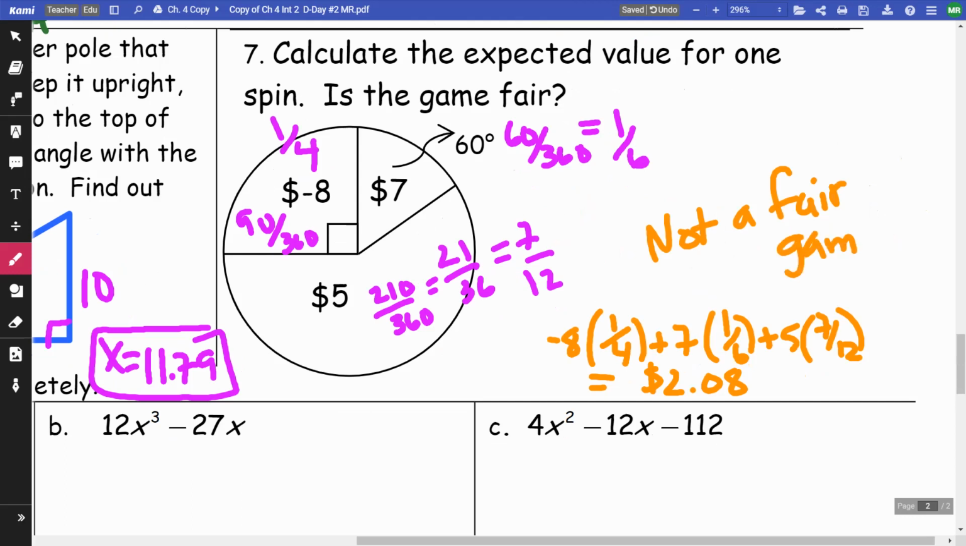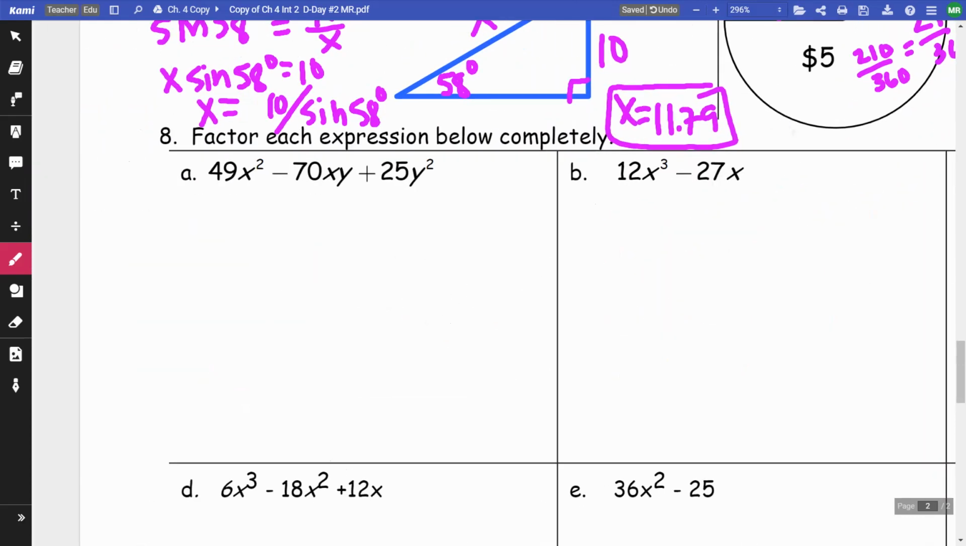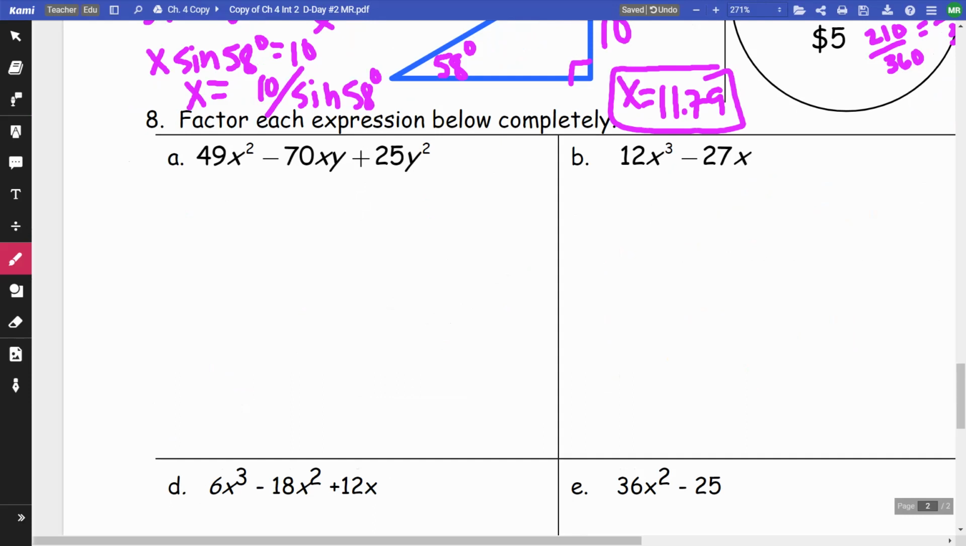And again, it's because the expected value was not 0. Factoring. Okay, so the first thing you always want to do is look and see, can you factor something out of everything? And I cannot. Then you want to look and see, hey, maybe it's one of these special ones. So I notice that there's a square in the front and a square in the back. So maybe it is a perfect square trinomial.